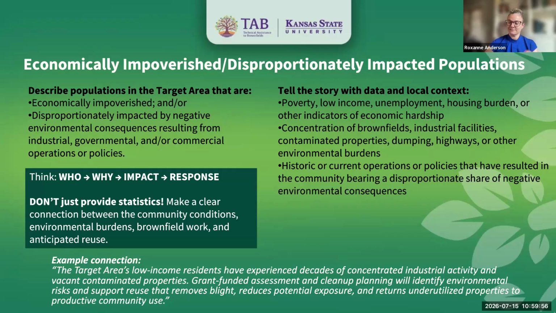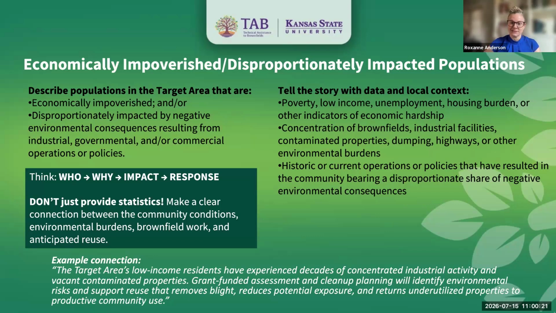The key here, again, which is a theme, is connection. Who, why, impact, response. Those are the four things that I think you guys should focus on and keep in order. So, who is impacted? Why are they economically impoverished or disproportionately impacted? What environmental consequences have they experienced? And how will this grant and the proposed reuse respond to that consequence?